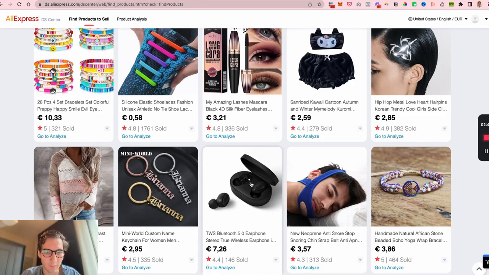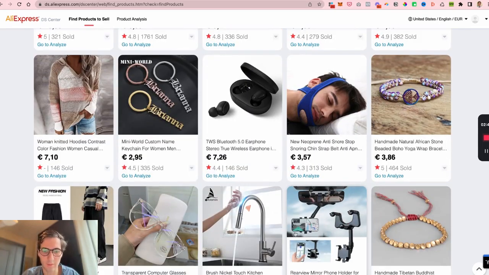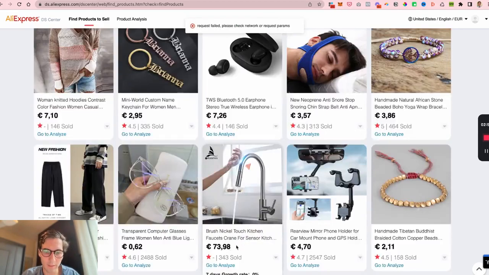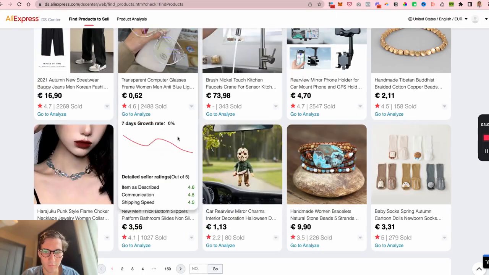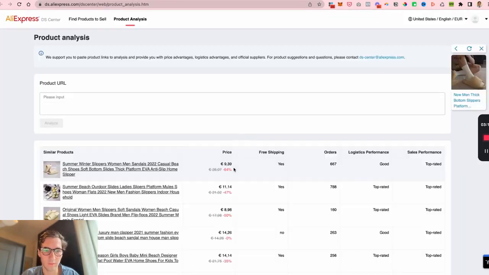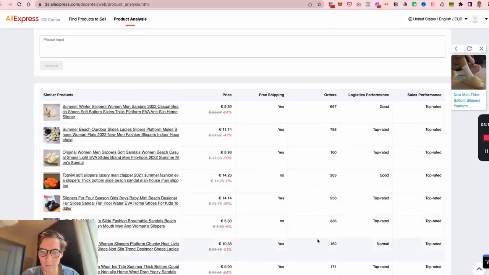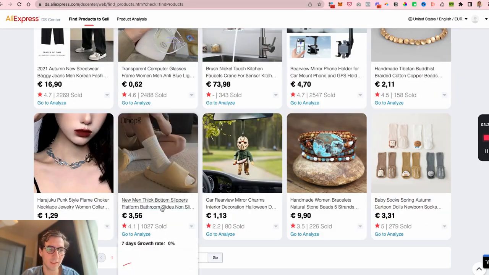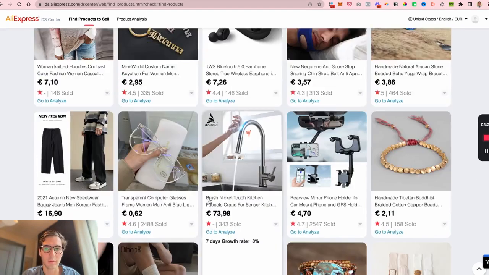And for example, this would be a nice product. This one at 73 euros is definitely too expensive. This one was not found, so I'm going to find this one, for example. What you can basically do here is see the sales, and you can go to the analysis of the product. So you can see how many sellers are selling this product and how much it has been selling. So this is definitely a winner. It's a bit saturated, I know it, but we are going to analyze it.